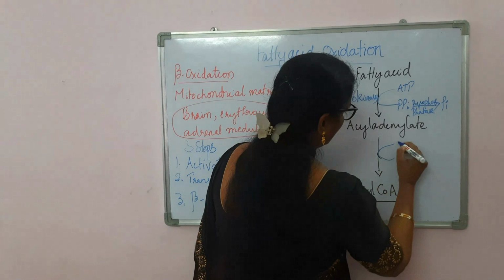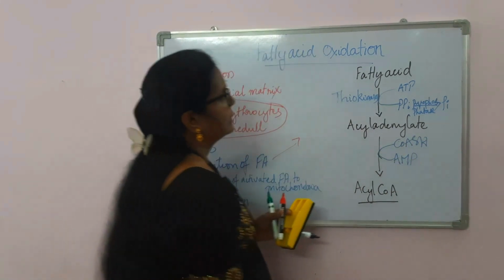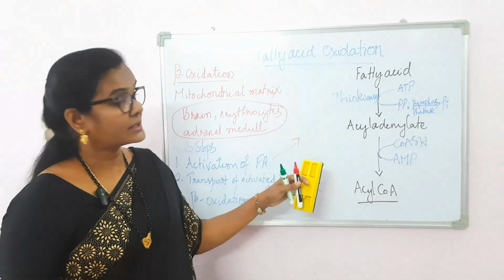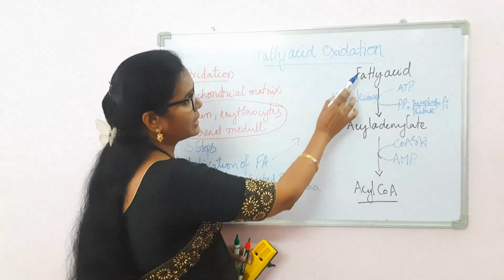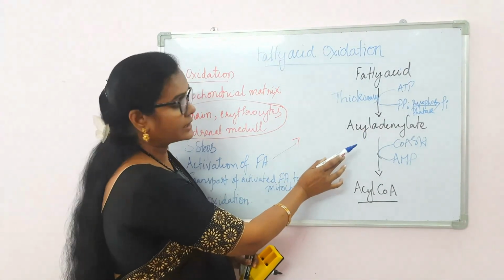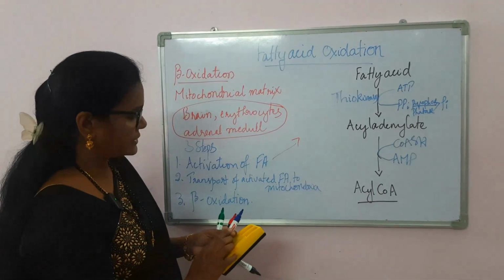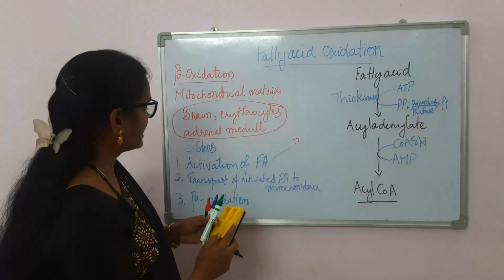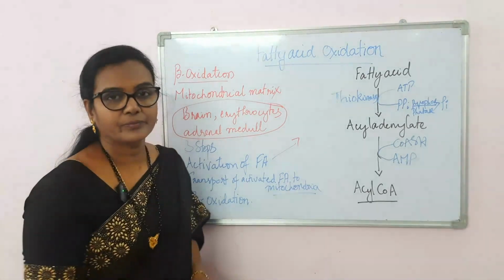Here coenzyme A is involved. So here 2 high energy phosphates are utilized for the activation of fatty acids, which takes place with the help of thiokinases. It takes place in 2 steps. Fatty acid is first converted to acyl adenylate and then to acyl CoA. So this is the first step. And now we will see the second step, that is transport of activated fatty acid to mitochondria.